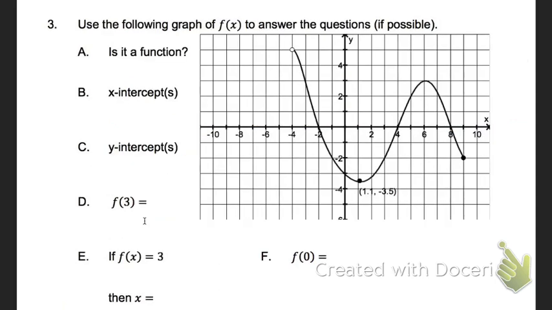Okay, here's another picture. It says, is it a function? How do I tell if something's a function? I need to do the vertical line test. Good. So I take my pencil and draw across. Does it hit anywhere more than once? No. So yes, it is a function.